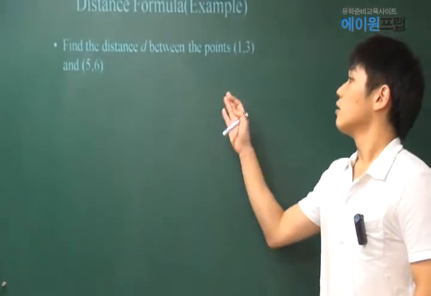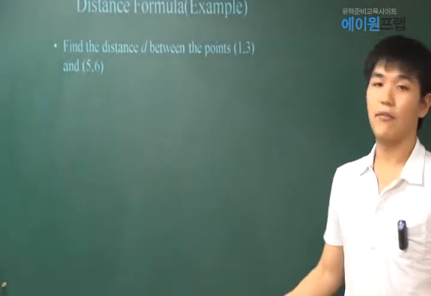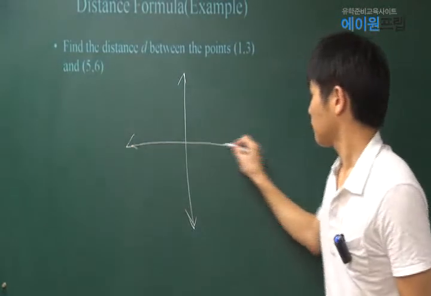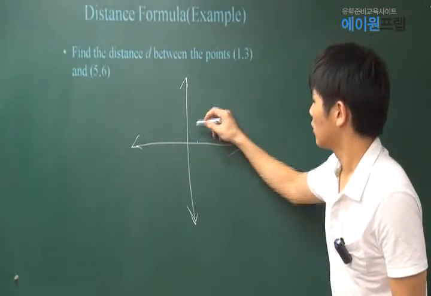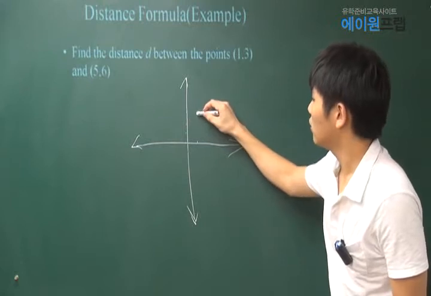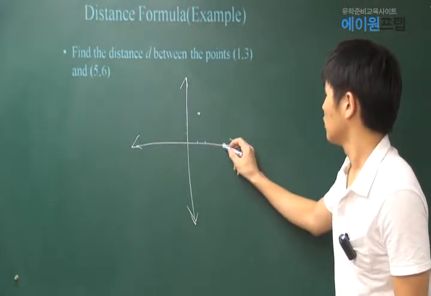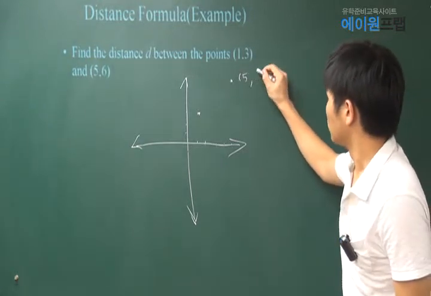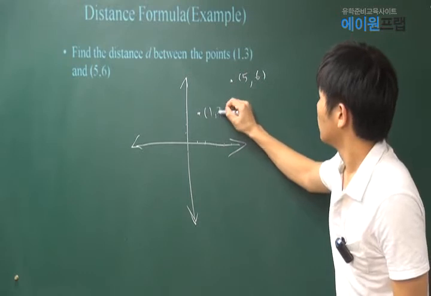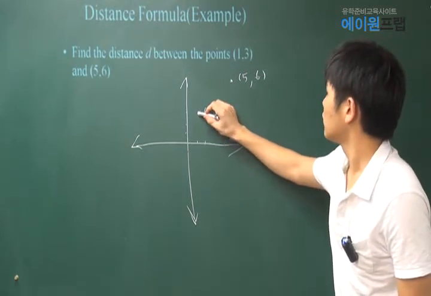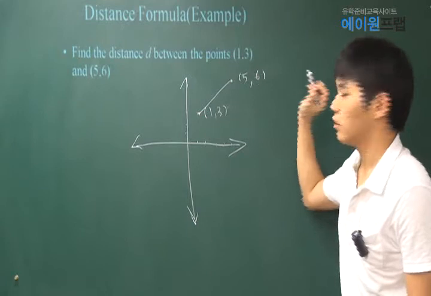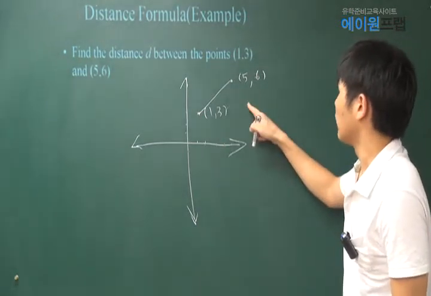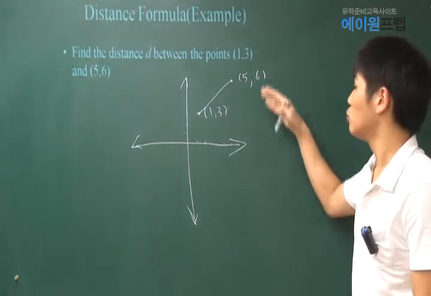Okay. So find the distance between points 1, 3, and 5, 6. So let me start off with drawing coordinates. So 1, 3 here, and 5, 6 would be somewhere around here, okay? So let me write out the coordinates for you guys. So distance, right? Distance is simply the shortest length you draw, usually a straight line. So the distance formula states that we have to find the square root of the sum of the squared differences between the 2 points.